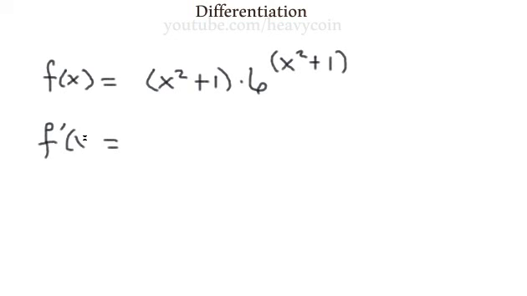So f prime of x is equal to, so we're going to take the derivative of this first function here, which is 2x, right, times, and then rewrite, plus, and then we're going to rewrite this first part.